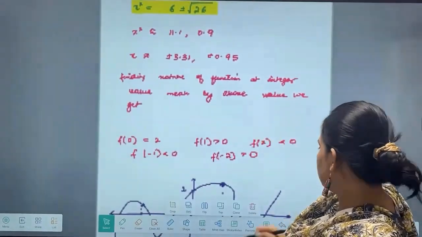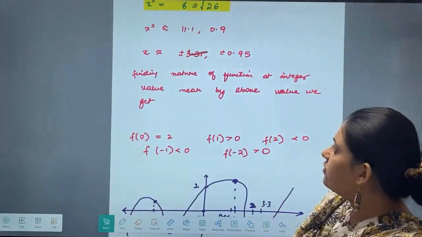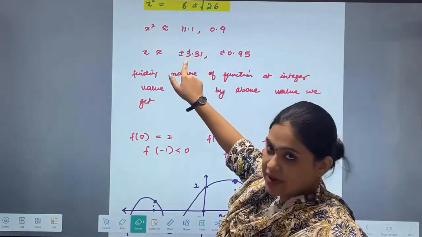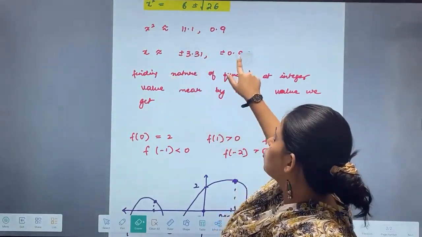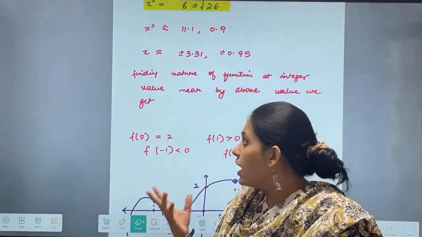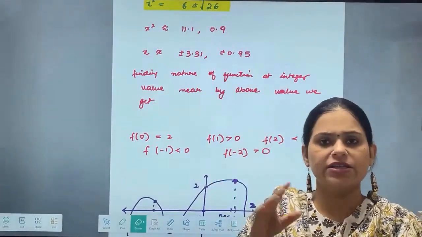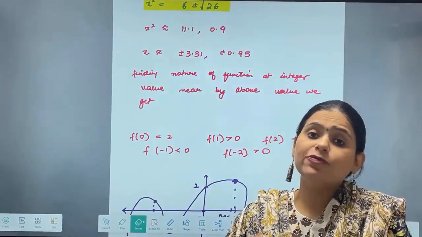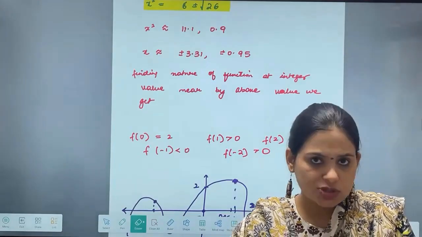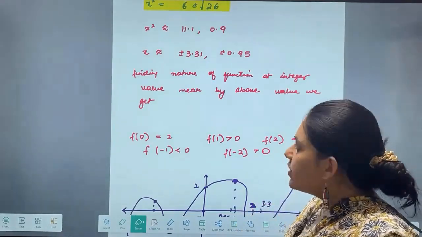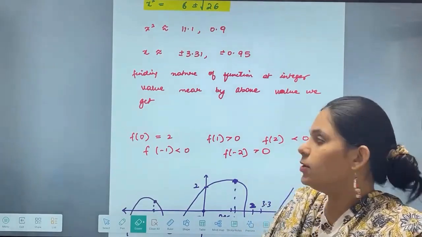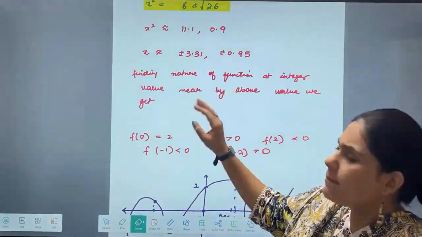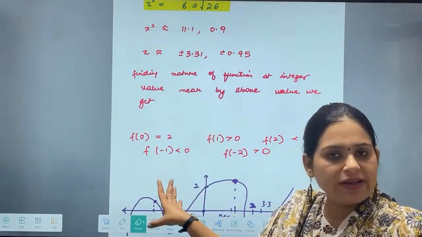So I have got my x's. What are my x's that I have got in this case? I have got my x as plus minus 3.31 and 0.95. Now I need to somehow find the nature of this function. It is understood that at these points there will be either a maxima or a minima. But I need to find more about this function, how this function is working. So it is very difficult to evaluate the function at these values, right, because these are decimals. 3.31 minus 3.31, 0.95 minus 0.95.